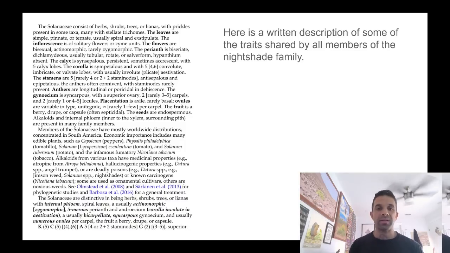Perianth. Remember, perianth is composed of petals and sepals. This was in the last class. The flowers are bisexual, actinomorphic, that's radially symmetrical. Rarely zygomorphic. Sometimes they are zygomorphic, generally for hummingbird pollination or something else. But all these terms become helpful the deeper you get into this stuff.